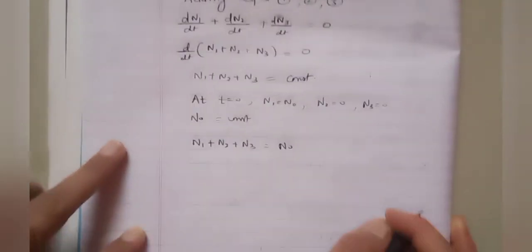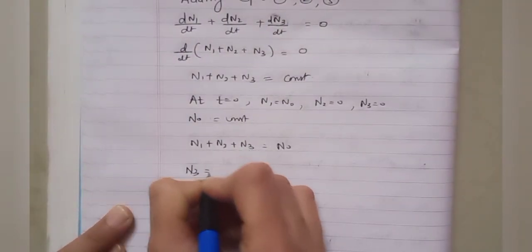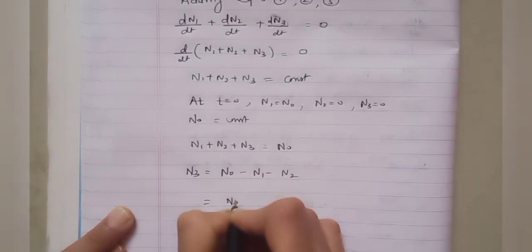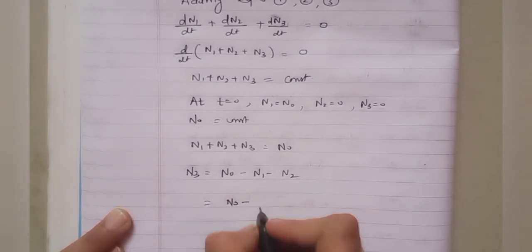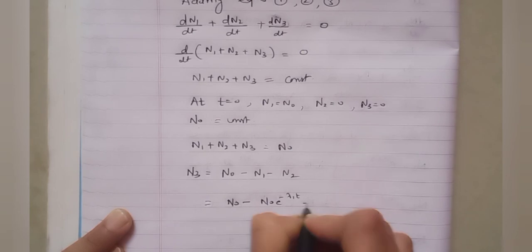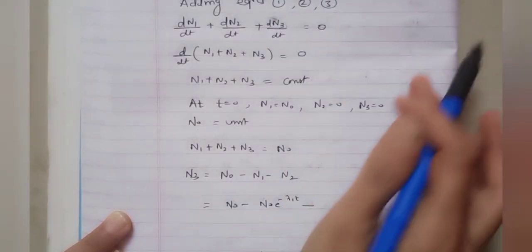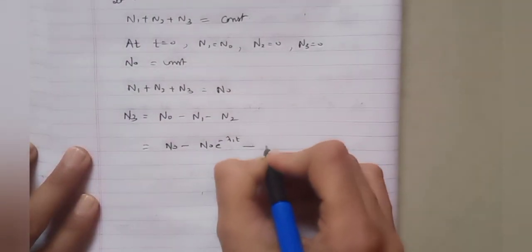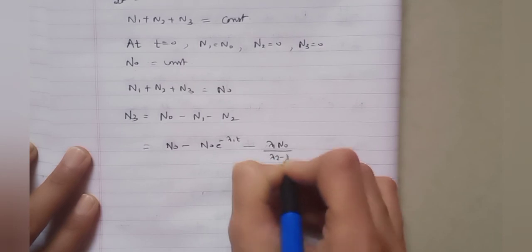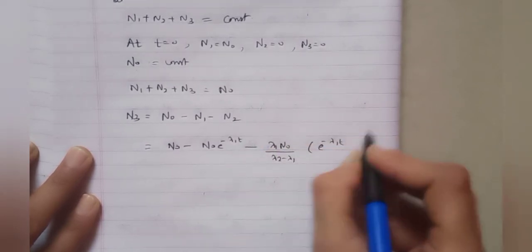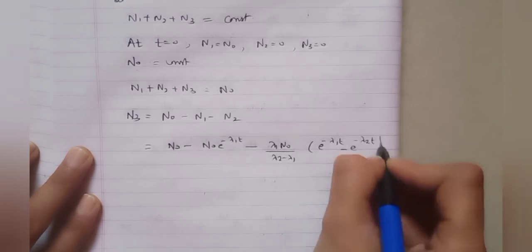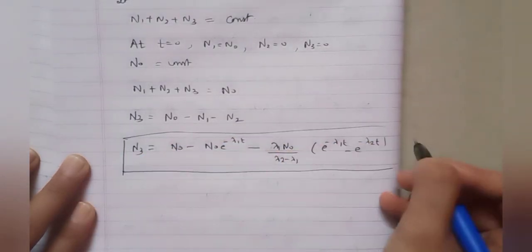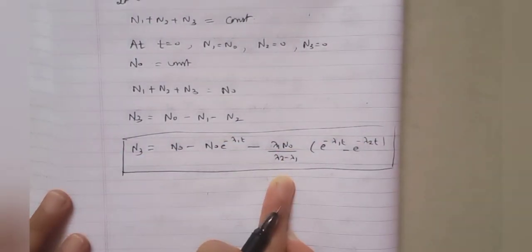From this, we can get n3 equals n0 minus n1 minus n2. n0 as it is, n1 we have calculated, n1 equals n0 e raised to minus lambda 1t, and n2 also we have calculated here. We will substitute that value. So I will get minus lambda 1 n0 upon lambda 2 minus lambda 1, inside the bracket e raised to minus lambda 1t minus e raised to minus lambda 2t. This is the expression which will give the number of atoms in the stable element C. So we have derived the equation.